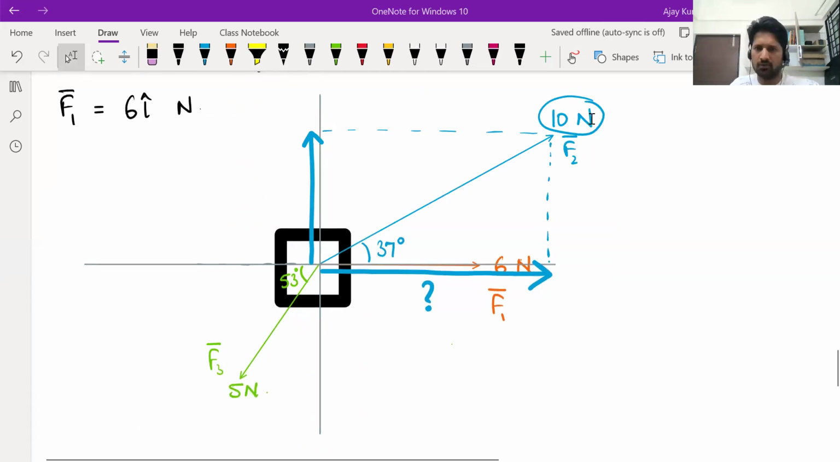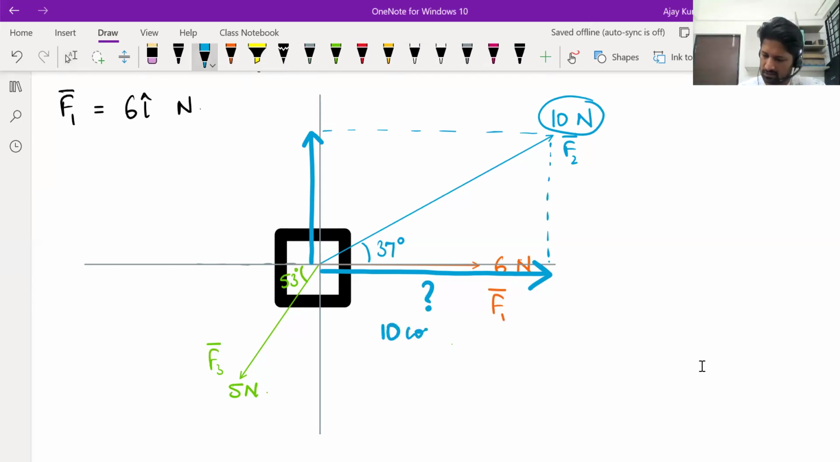Of course, we want y also, but first we are taking the x component. The angle that the 10 Newton force makes with the x-axis is 37 degrees. Then this component becomes 10 cos 37 degrees. And cos 37 degrees is 4 by 5. 10 into 4 by 5 becomes 8 units. So you will write this as 8 I cap. Again, in the last worksheet, there are many questions like this. You are supposed to do those.